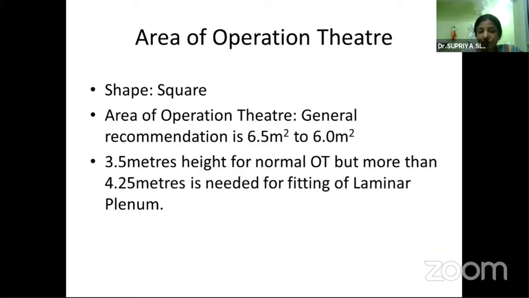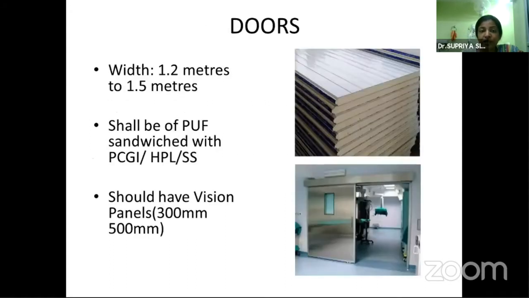Ideally, operation theatre should be square in shape and should have an area of 6 to 6.5 meters square. 3.5 meters of height is sufficient for normal OT, but a height of more than 4.25 meters is needed for convenience of setting of laminar plenum. Doors should be at least 1.2 to 1.5 meters wide for easy patient movement.